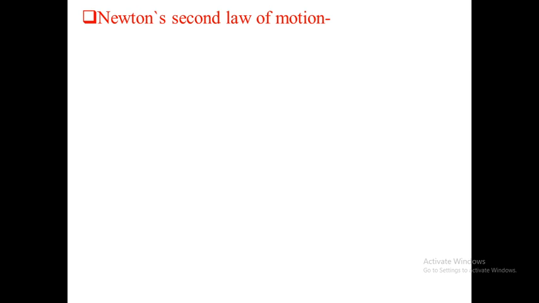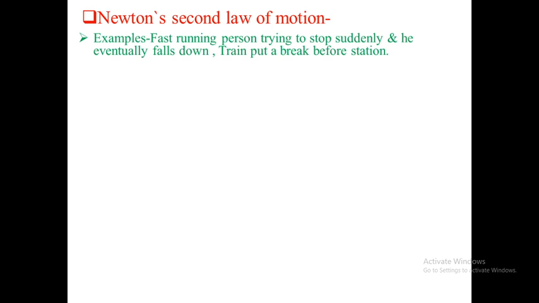What is Newton's second law of motion? Before going towards the statement of this law, we will see some examples. The first example is a fast running person trying to stop suddenly, and he eventually falls down. You have observed that when we are running very fast and we try to stop suddenly, it is very difficult to stop at that instant and one falls down on the floor. So why is this so? The answer to this question is Newton's second law.